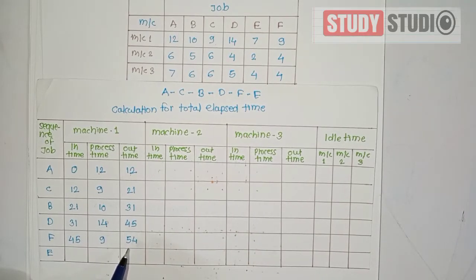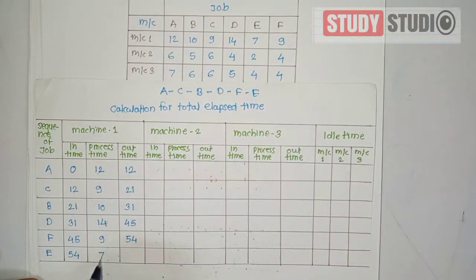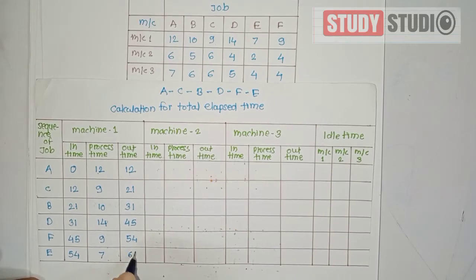This 54 hours will be the in time for job E. So write down 54. Processing time of E on machine 1 is 7 hours. Write down 7 over here. And the total out time will be 61 hours.